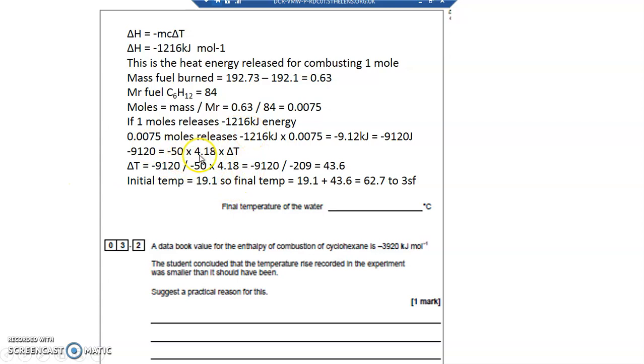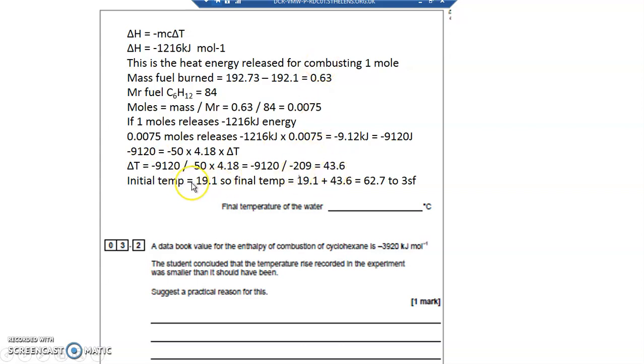If I multiply these two together and then 9,120 divided by 50 multiplied by 4.18 comes out as 43.6. I've got a minus on this side and I've got a minus on this side, so I've got a minus divided by a minus, so it's a plus value. That's correct because the temperature change will be a positive value because the temperature is going to go up as I burn a fuel underneath the beaker.